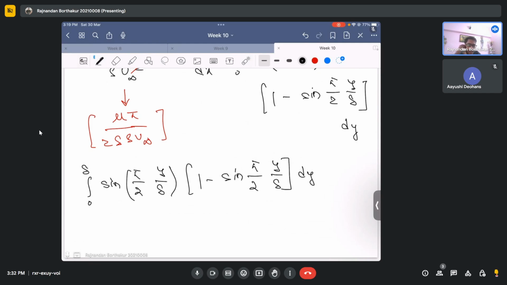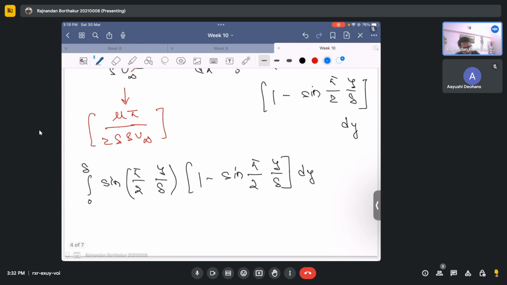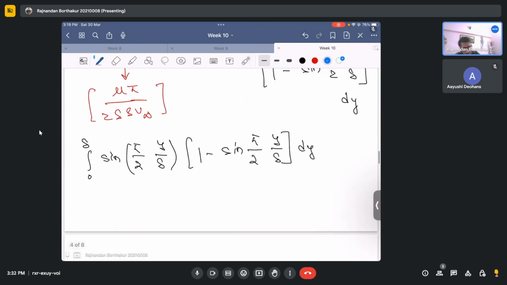You can evaluate this integral without the substitution, but there's an easier way for calculating this integral by making a substitution. So can you tell me what's the first step? What's the first substitution that we need to do here in order to evaluate this integral? Pi y by 2 delta. So you are telling that pi y by 2 delta you are taking as some function. That's what you're saying, right? Yeah, that can be done.